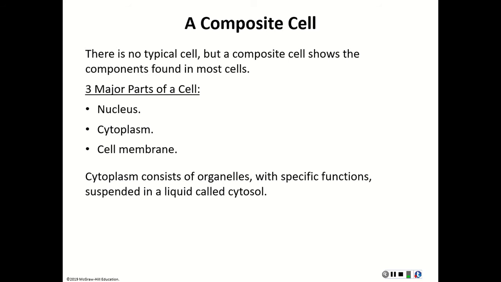In the next picture, you'll see a composite cell, meaning that this is not a real cell. But cells in general have three major parts. There is the nucleus that includes the DNA and controls the cell. There is the cytoplasm, and the cytoplasm is made out of a gelatinous material known as cytosol. And in that cytosol, you have all of the organelles swimming in them. And then there's a cell membrane that keeps the cell intact, which is the wall surrounding the cell.